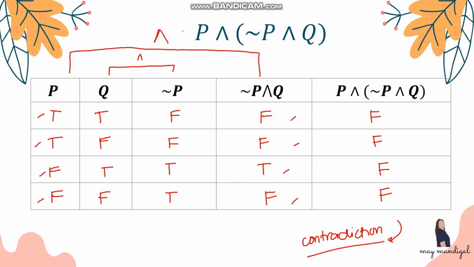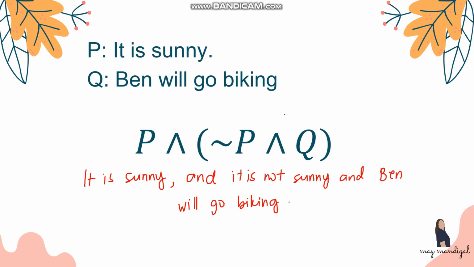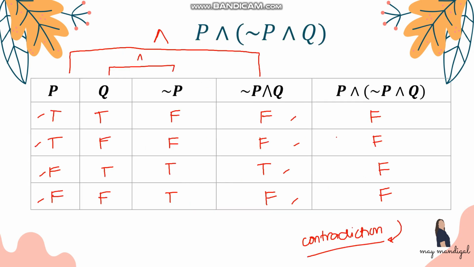That means our statement here is showing a contradiction. This means any value of our P and Q, it can be true or false. P can be true, it can also be false, same as with Q. We will still arrive at a false statement because all of the combinations from this truth table will arrive at a false statement. So that is how you create truth tables for the given arguments.